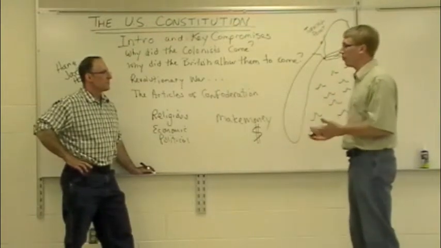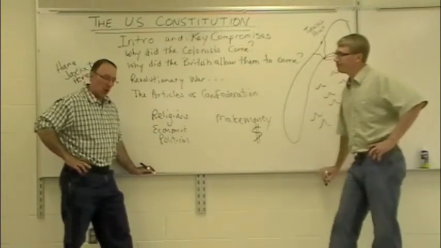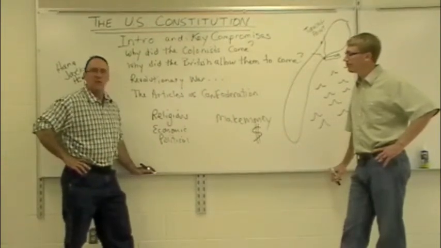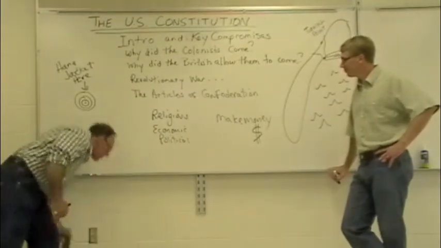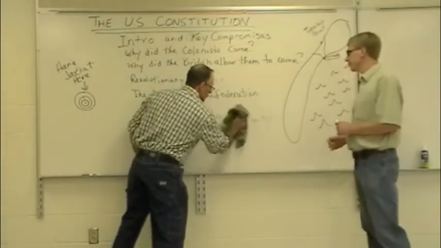The Revolutionary War ends, and now the colonists have to form their own government: the Articles of Confederation. And as we had just discussed with Goldilocks, the Articles were too weak. The Articles of Confederation were too weak. And the question is, why? Why were the Articles too weak?